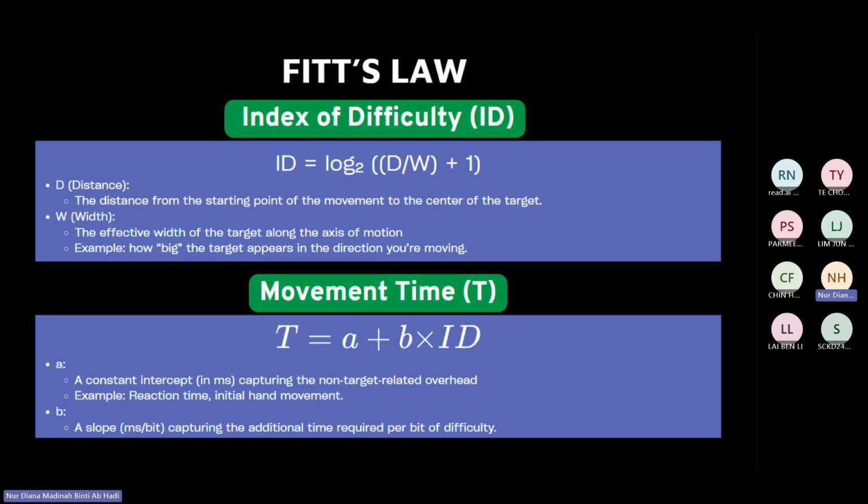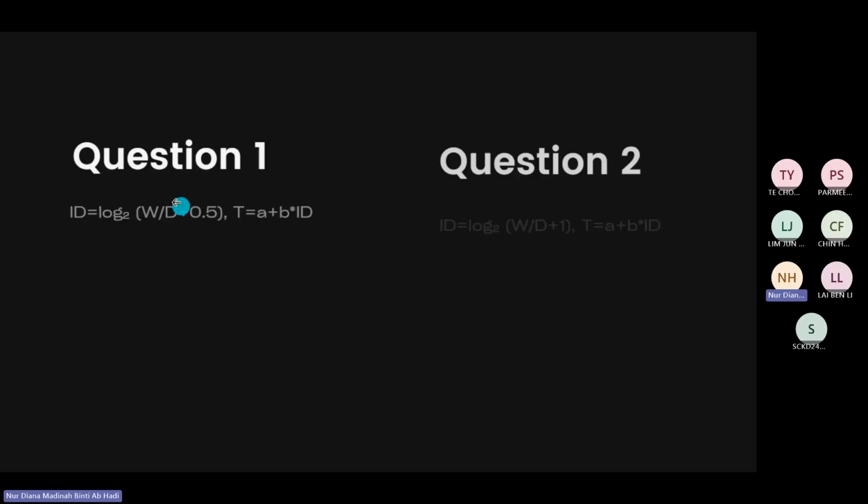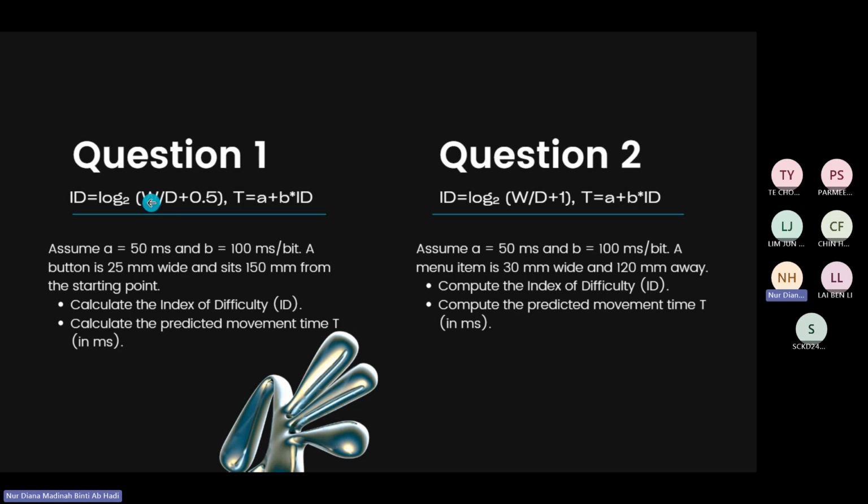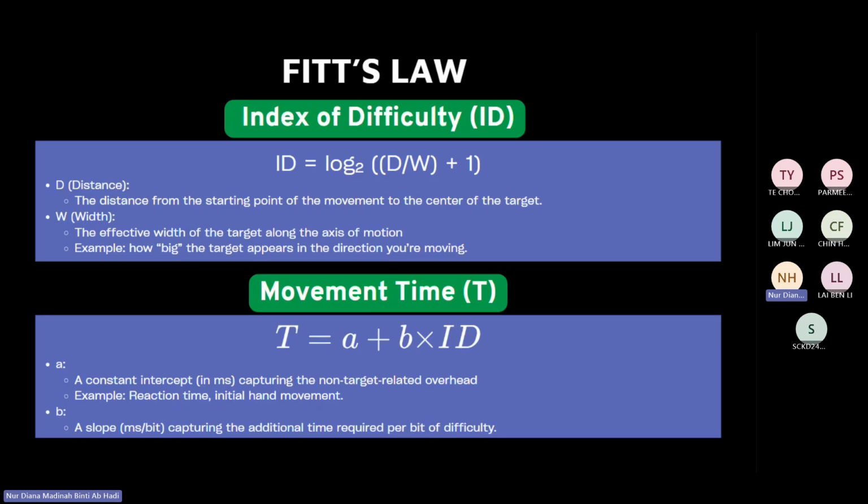I think the formula is wrong for this one. It's supposed to be D divided by W. So calculate your index of difficulty and calculate the movement time. Okay, so we go back to this one. D is your distance, W is your width. So use this formula.